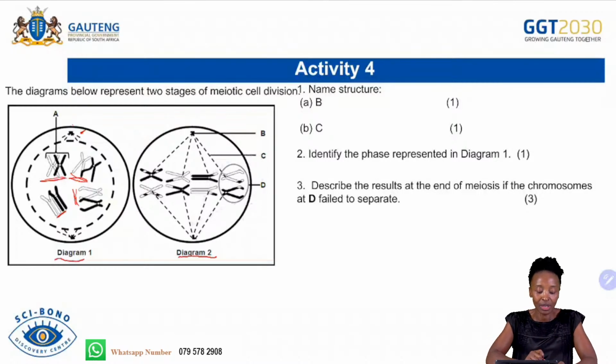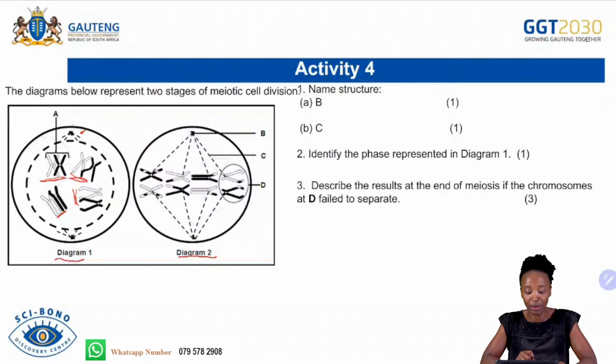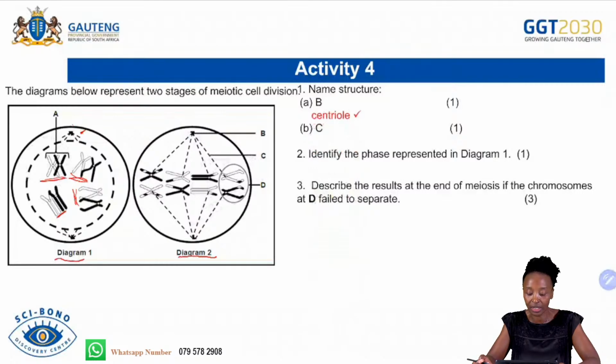So now let's see again. Okay, the labels: we have the homologous pair there. B is the centriole. C is the spindle fiber, and D also represents those pair of homologous chromosomes. So name the structure B: we did say that's a centriole. Name the structure C: structure C is the spindle fiber.